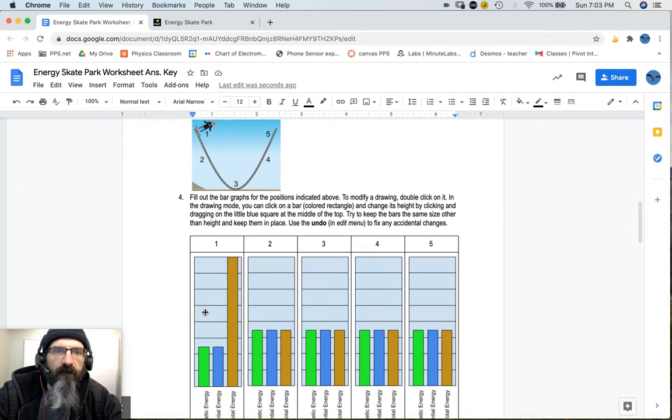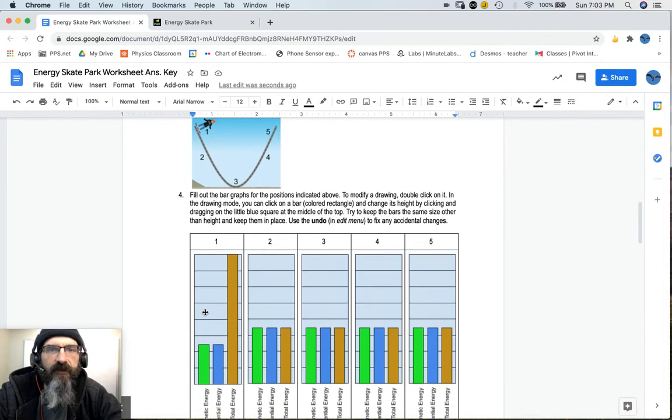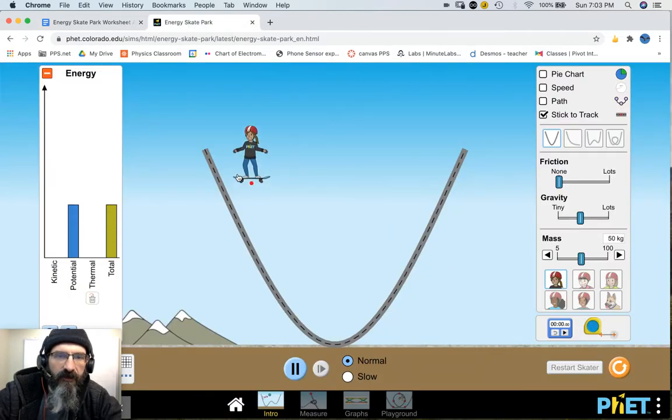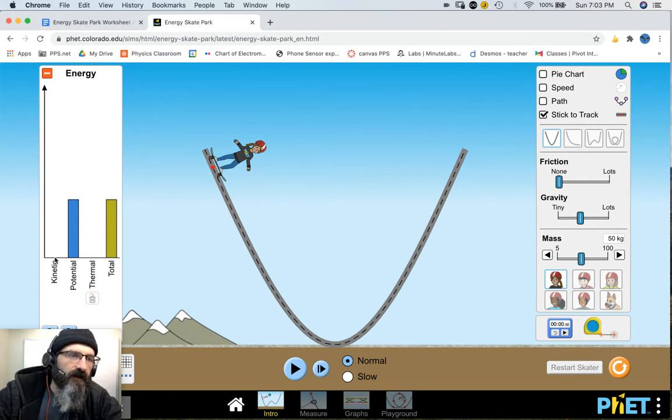All right, fill out the bar graph for the positions indicated above. To modify a drawing, double-click on it. In the drawing mode, you can click on a bar and change its height. So the key being double-click on it. I'm going to put my skater, I think this thing is still paused. Nope, it's not. I'm going to pause it. Let's set my skater up there at position 1. I'm going to look, well, no kinetic energy, and all the energy is potential energy.